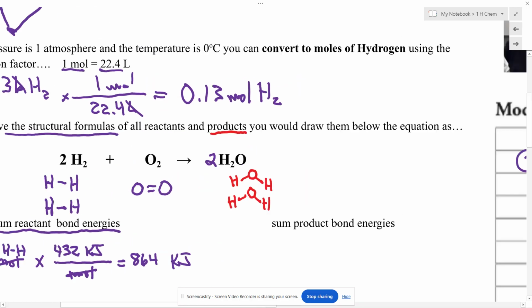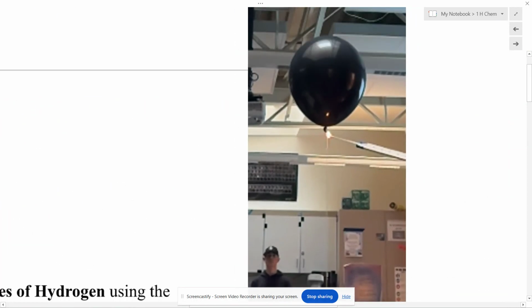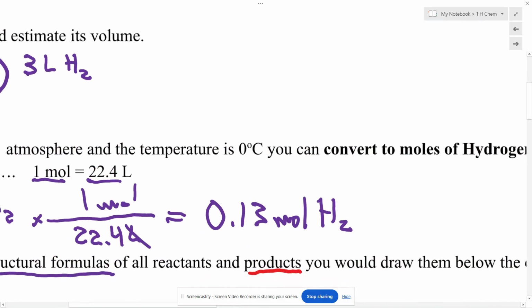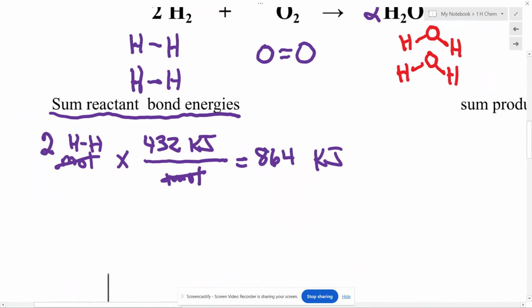If you look closely at this image here, you'll see a candle or a piece of wood burning just below that balloon. And we have to put that energy in to get these molecules apart. It is the activation energy. Now there's one other kind of bond. We can't forget the water. We can't forget the oxygen, excuse me.